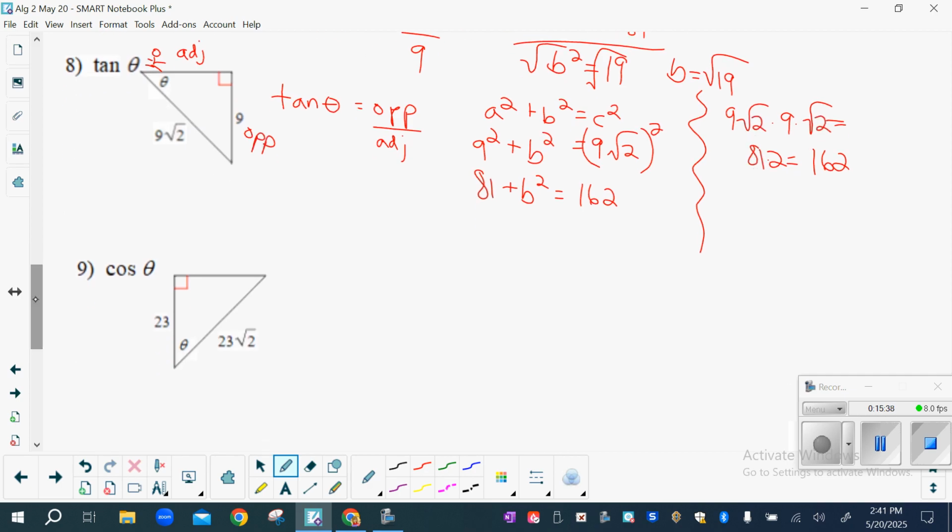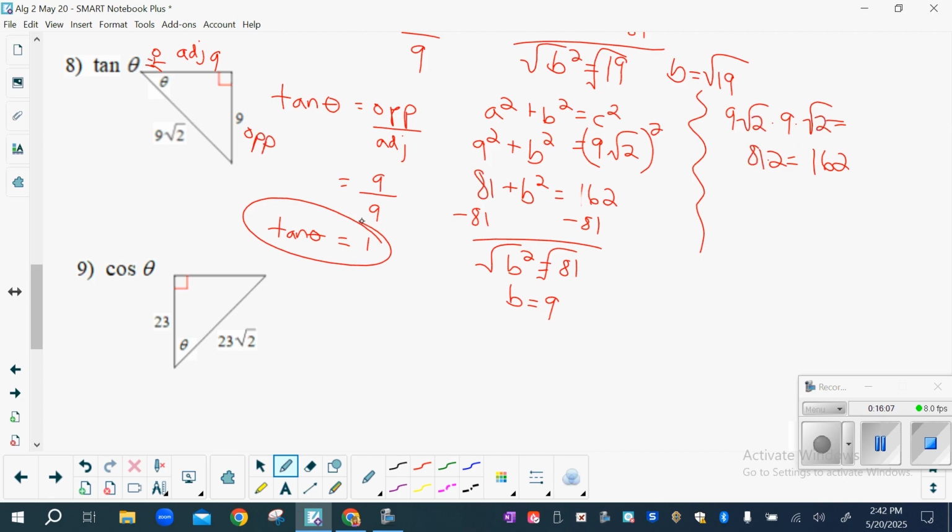What next? Subtract 81 on both sides. So we get b squared is 81. And take the square root on both sides. So what's b? 9. So b is 9. So tangent, which is opposite over adjacent, is 9 over 9. What does 9 over 9 simplify to? 1. So tan theta is 1. Go ahead and do number 9 as your try. I'll come around and check that.